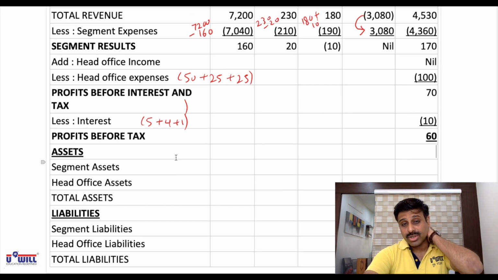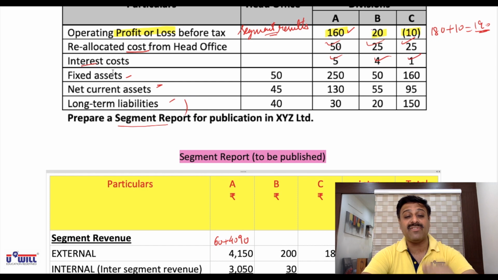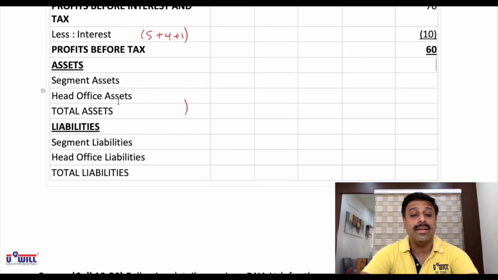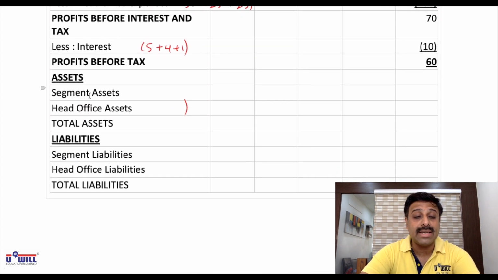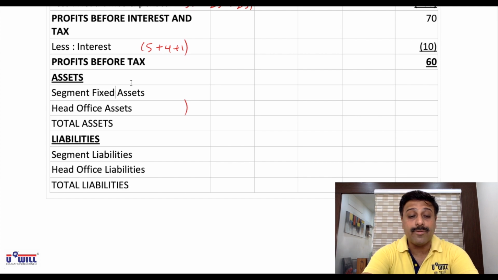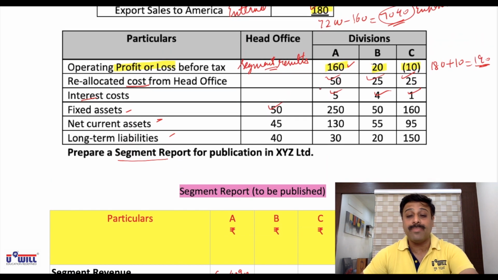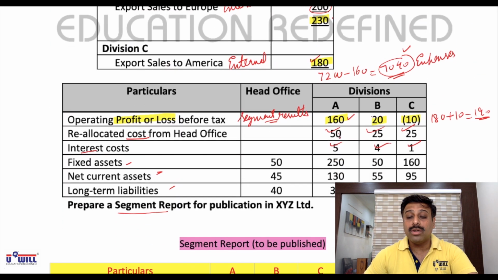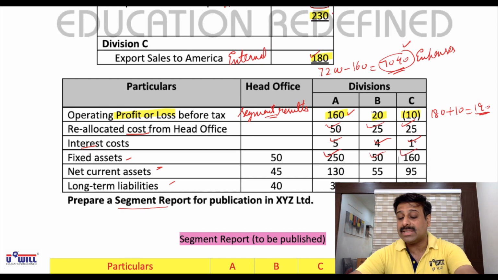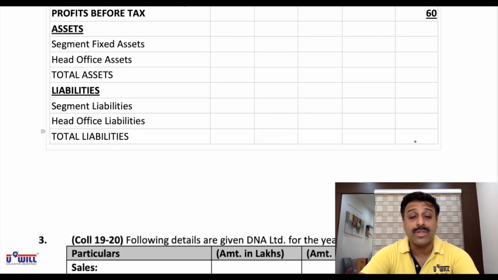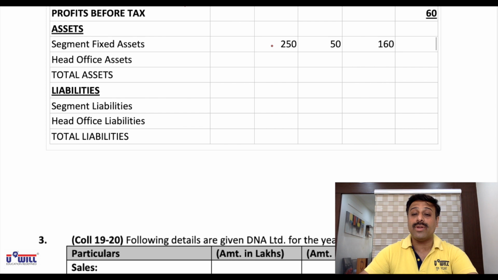Now assets information, what we have to write. So in assets also they are given fixed assets and current assets separately. So first within assets we write segment fixed assets. All of you can see what are segment fixed assets. Segments are 250, 50 and 160. So total would be 250 plus 50, 300 plus 160, 460.